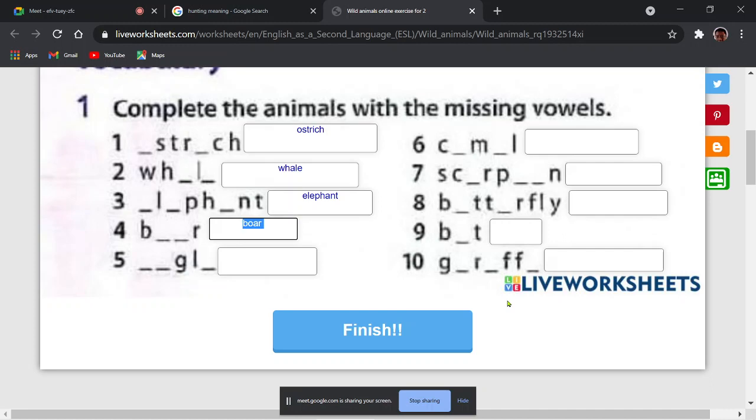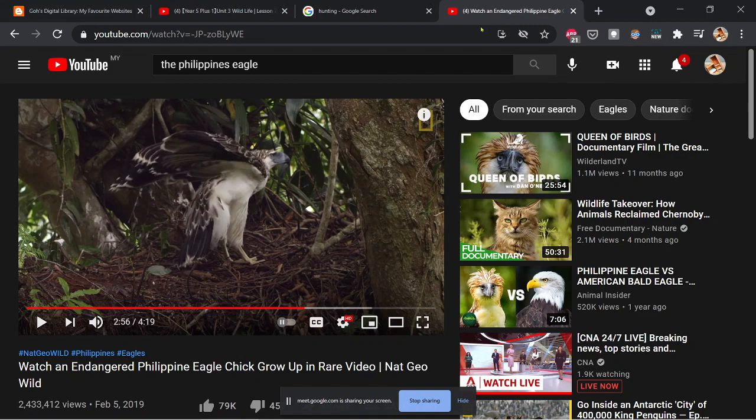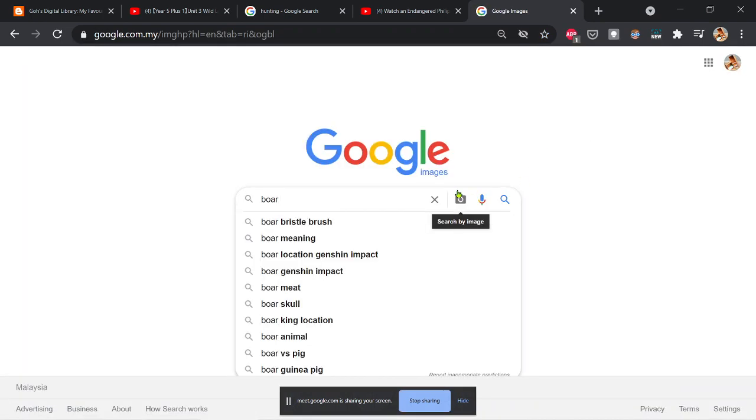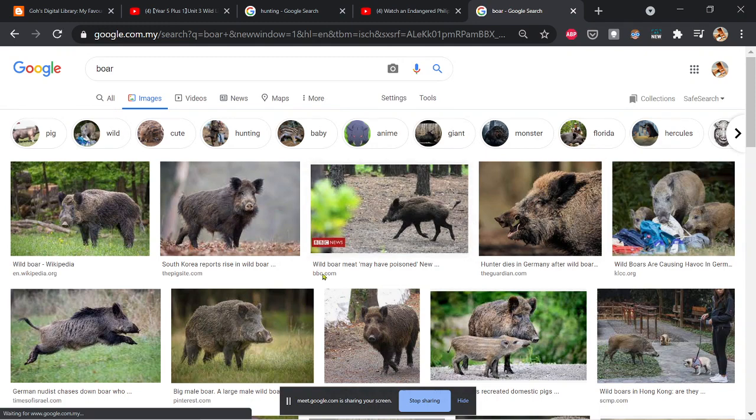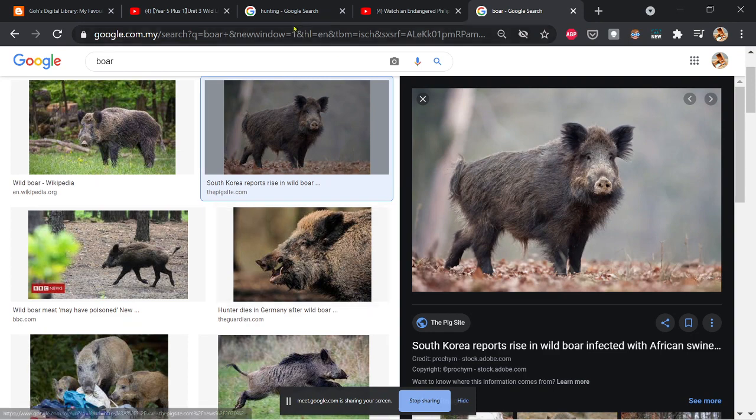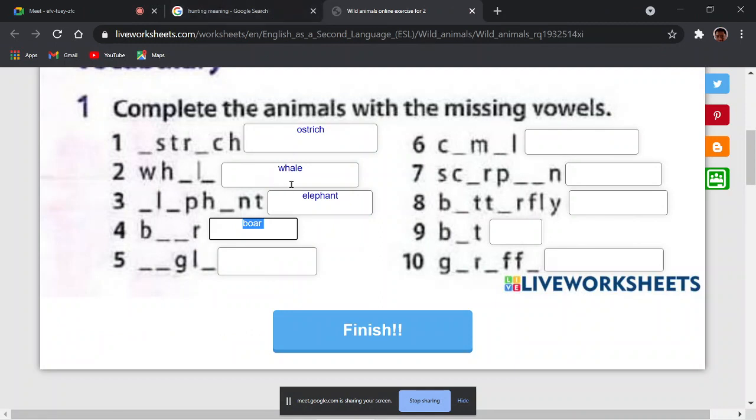No. Bear. Do you know what it means by bear? Wild boar. Don't spell it like a wild boar, okay? Let's check the image. It's supposed to be bear. If we get it wrong, see? It's not boar. It is bear. Alright, where is my bear? B-E-A-R.